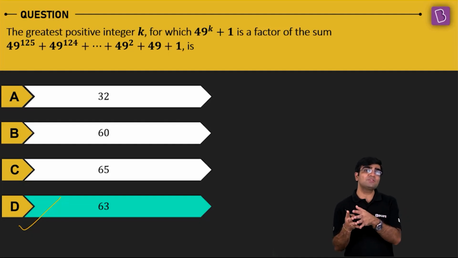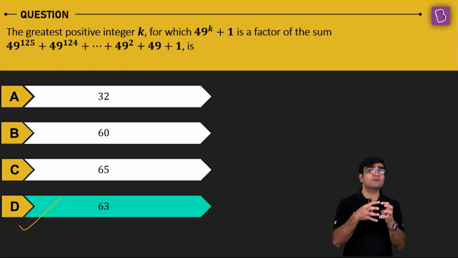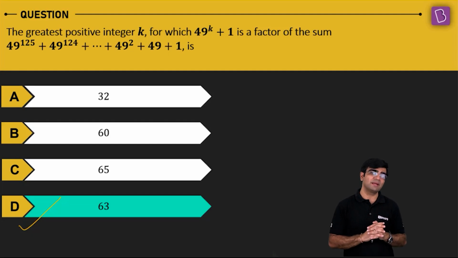So from minus 1, I can reach k plus 1 only if I can apply a square minus b square as a plus b into a minus b, right? This is the simplest formula which will strike your mind. All right, understood?